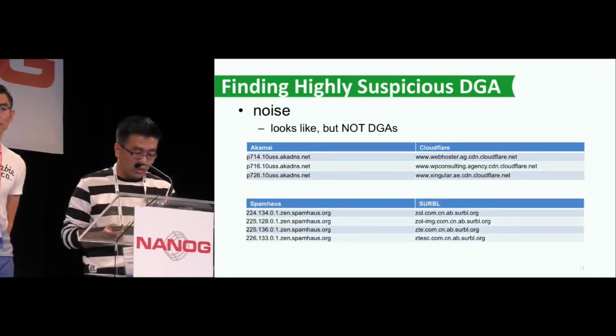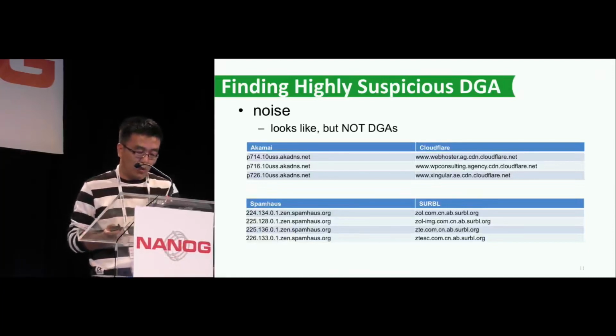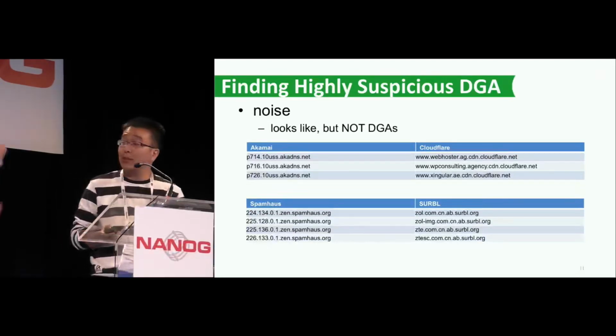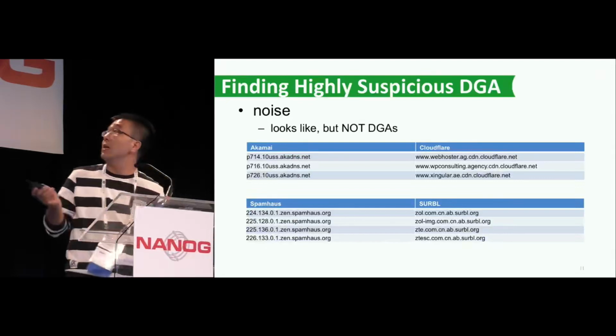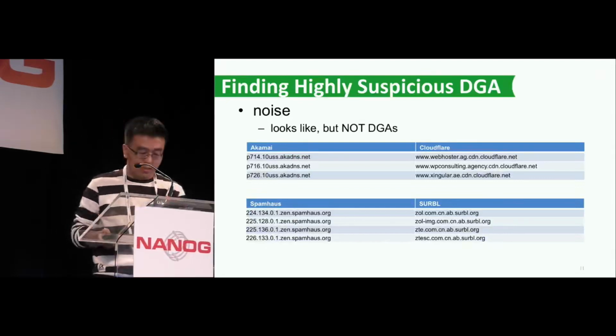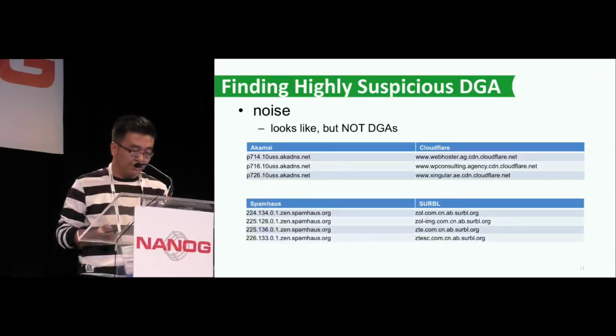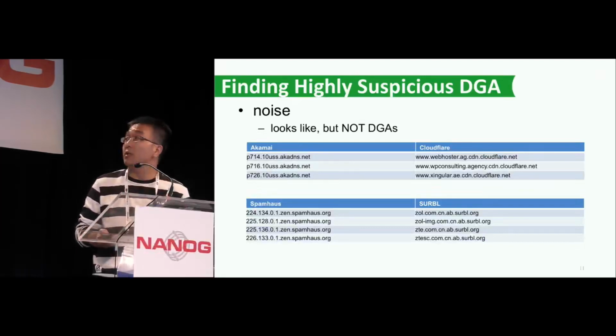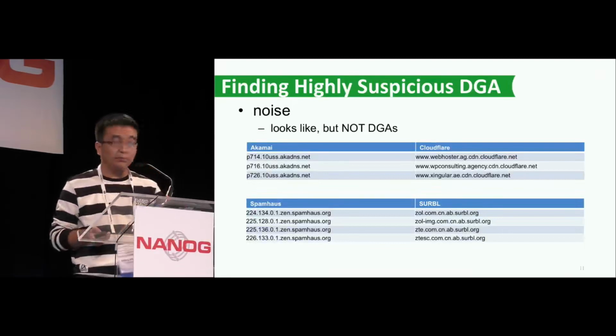The result of the above step will have some noise. For example, here, big CDN providers such as Akamai and Cloudflare, and all kinds of DNS blacklists, such as Spamhaus and SURBL.